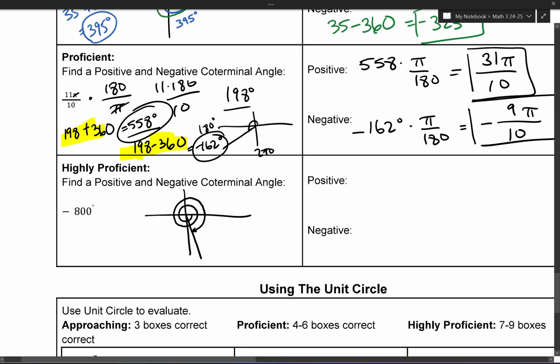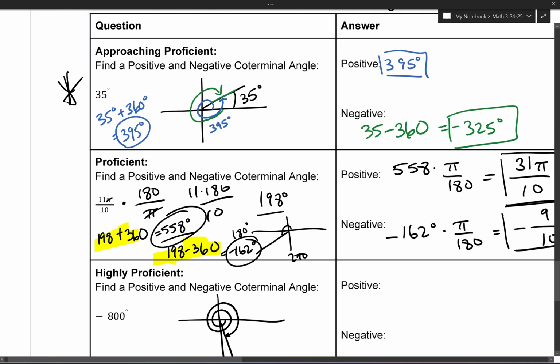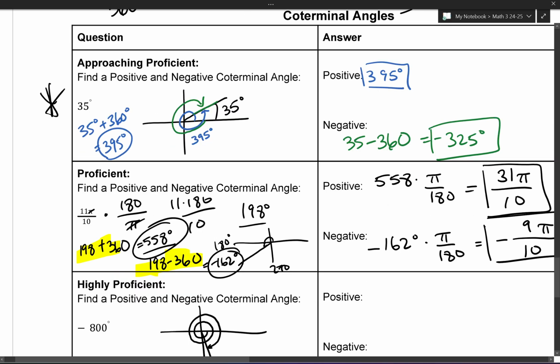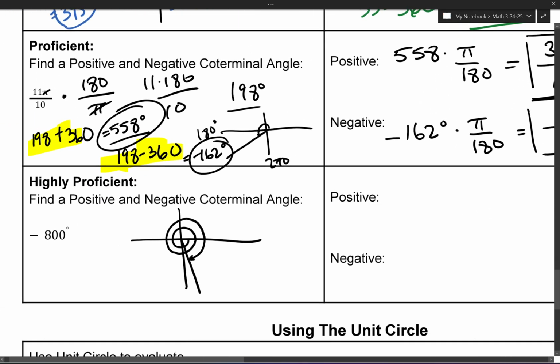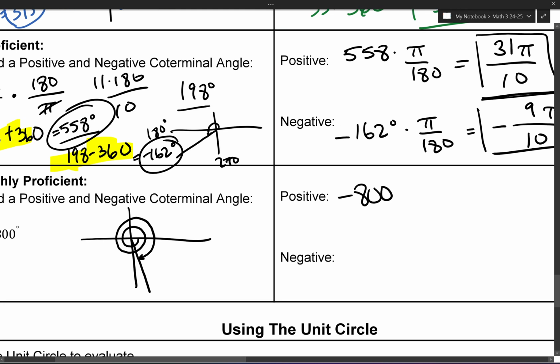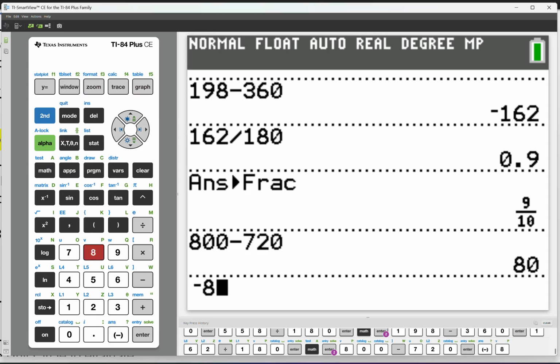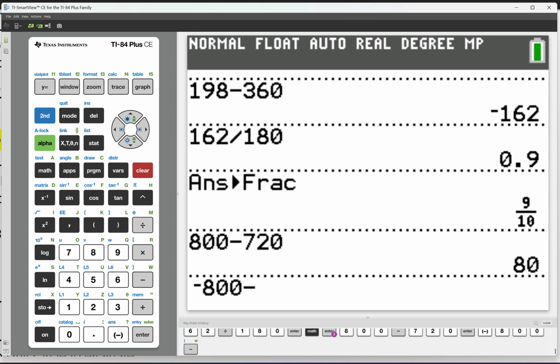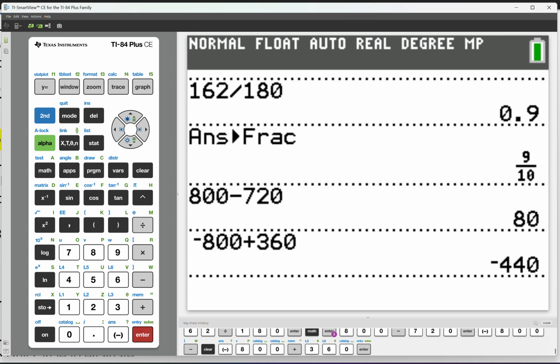Now I need coterminal angles. So what did I do in the previous 2 problems? I added or subtracted 360 or 2 pi. That's the number that goes immediately into your head when you read coterminal, 360 or 2 pi. So negative 800 plus 360 is negative 440.